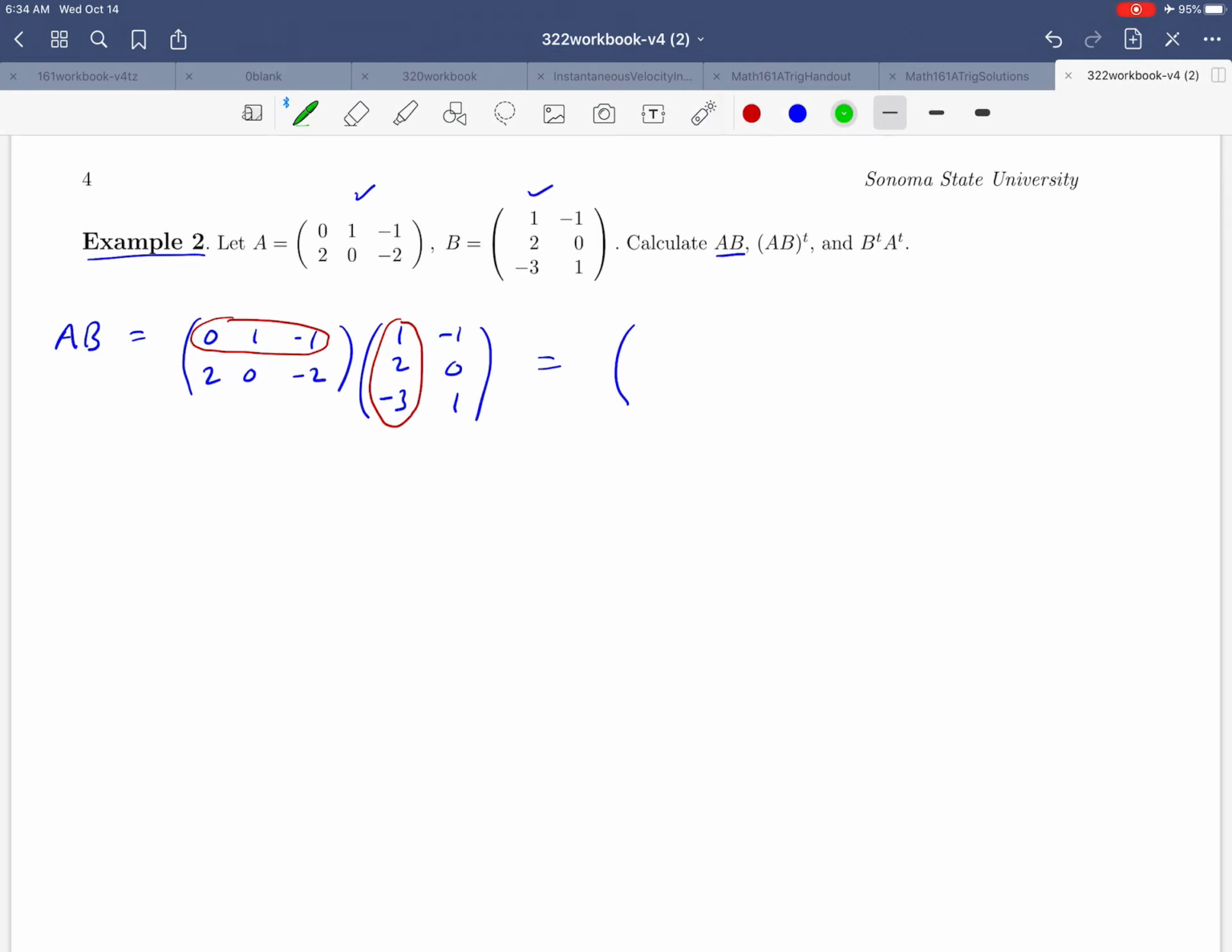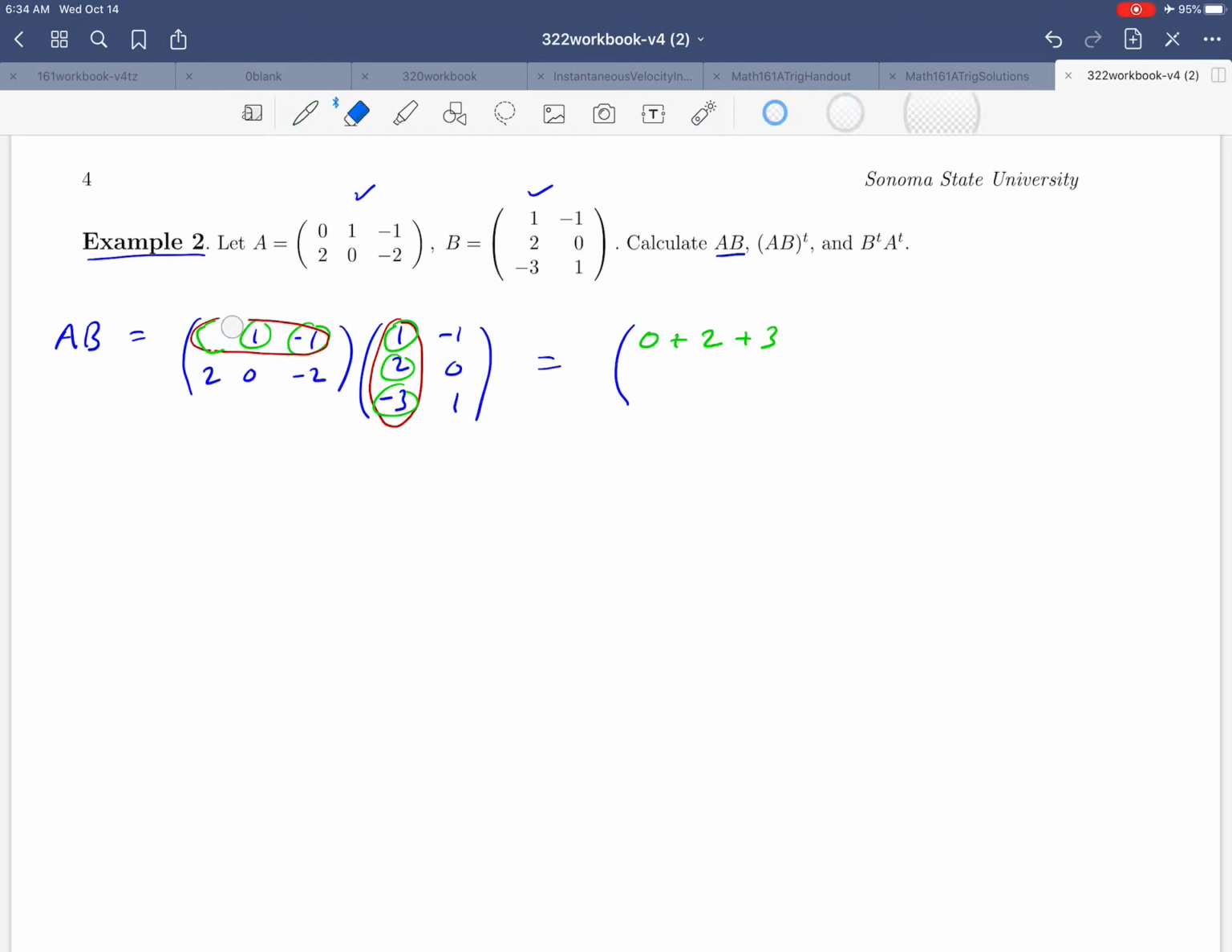How does the dot product work? Well, we would start by taking 0 times 1. I'm going to write that down, plus 1 times 2, that's 2, plus negative 1 times negative 3, that's 3. And that 0 plus 2 plus 3 is going to be the entry in the first row and the first column of our product matrix A times B.